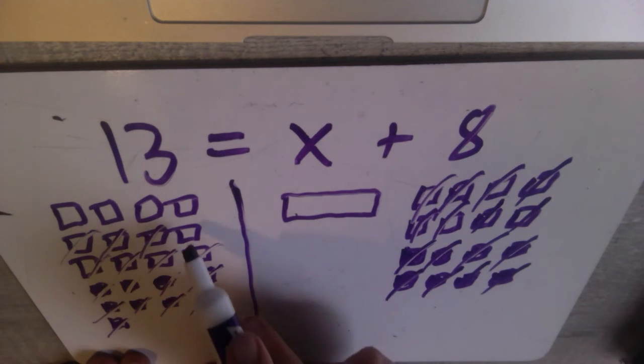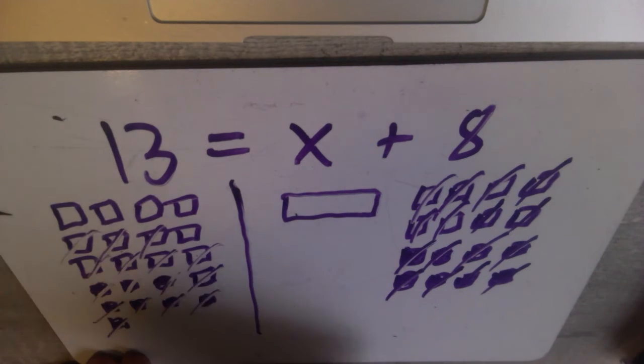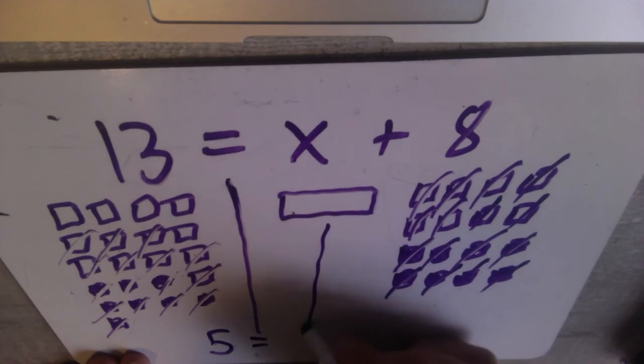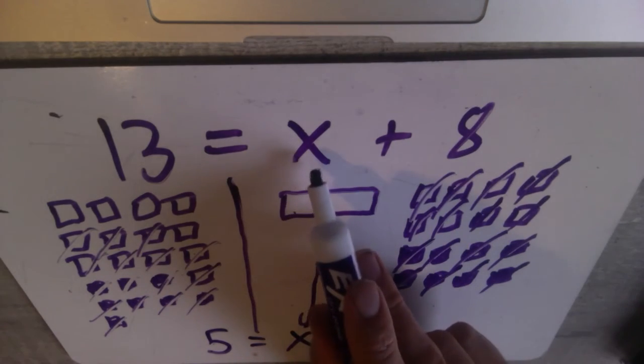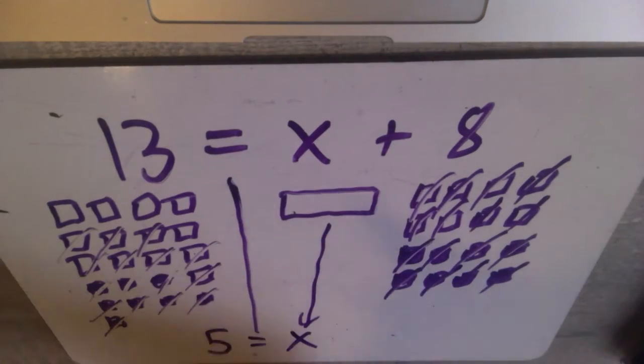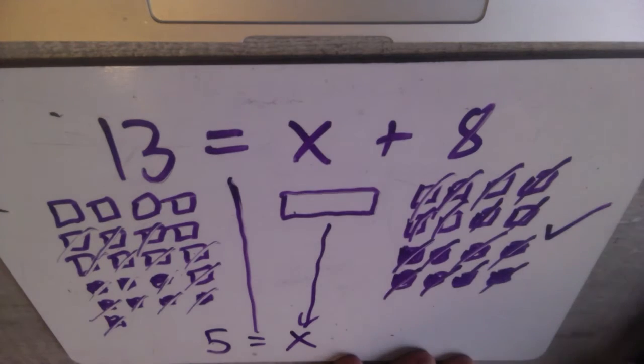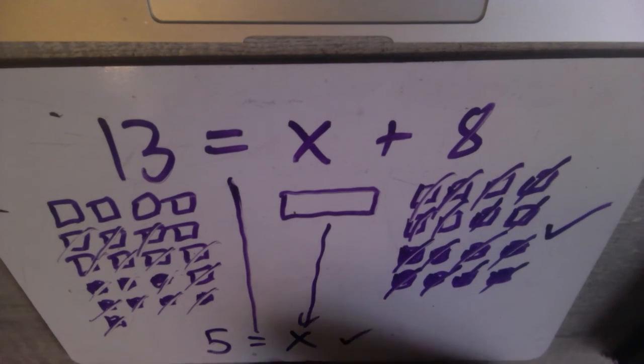What am I left with? 1, 2, 3, 4, 5. Left with 5 positive tiles equals, all I have left here is my variable x. So this x should equal 5. Check your work. 5 plus 8 does equal 13. So 1 mark here for showing your work, 1 mark for your answer.